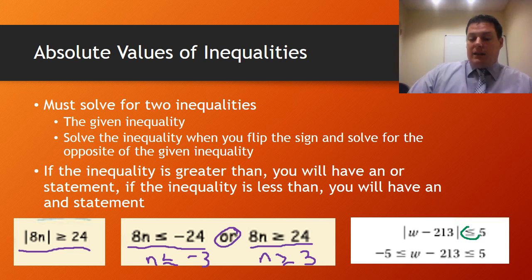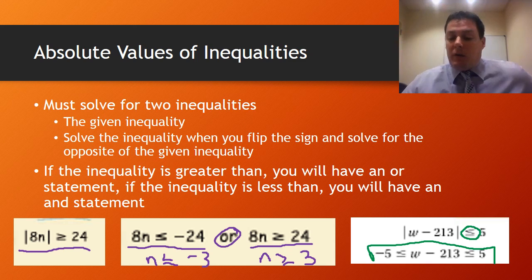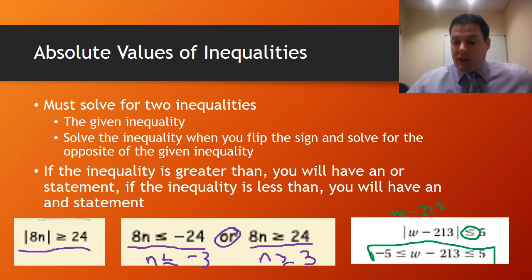When we have a less than or equal to sign after the absolute value, we're going to get a compound inequality. So with that, we would want to set it up as the original statement, which is w minus 213 is less than or equal to 5. And then we want to flip the sign and then change the sign for the second one. Our other equation here would be w minus 213 is greater than or equal to negative 5. Flip the sign, change the sign, and then we would solve for that.